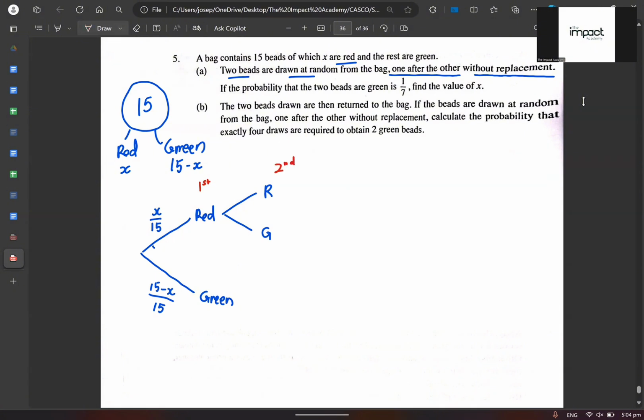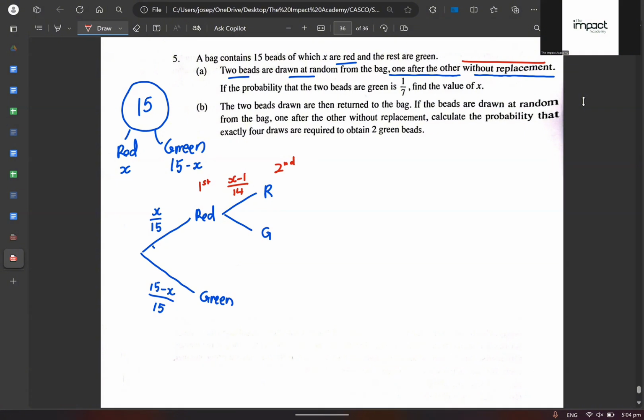Okay, so now you are going to tell me, if I draw red and I draw red again without replacement, what happens? If I draw red and red again, that means over here becomes x minus 1 over 14. True? Why x minus 1? Because x, I drew 1 already, I'm left with x minus 1, right? Then my denominator becomes 14 only, correct? My green is my first draw.